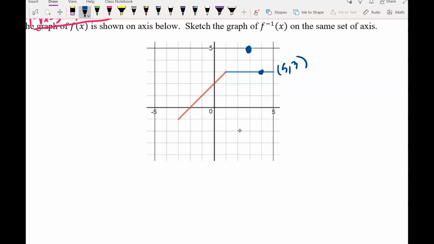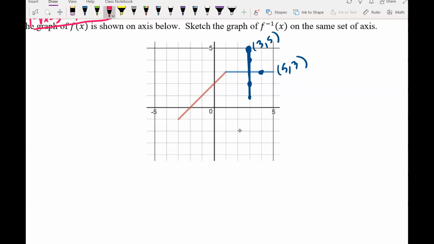If I see a point at 4, 3, I know the inverse point will be at 3, 4. If I see a point at 2, 3, I know the inverse point will be at 3, 2. If I see a point at 1, 3, I know the inverse point will be at 3, 1. So this is the inverse part of the graph.